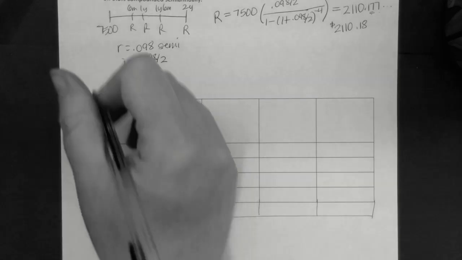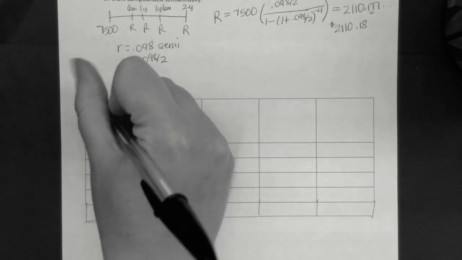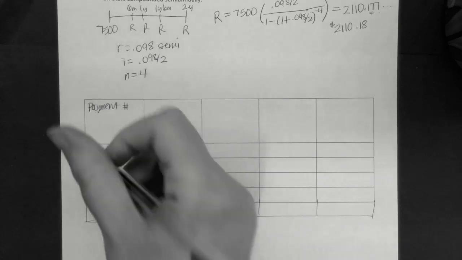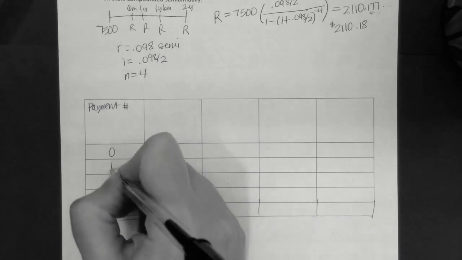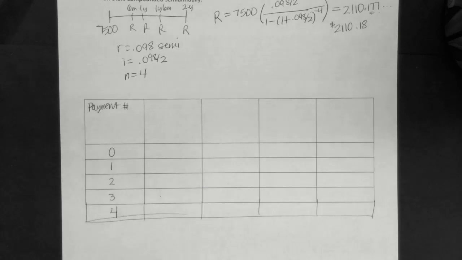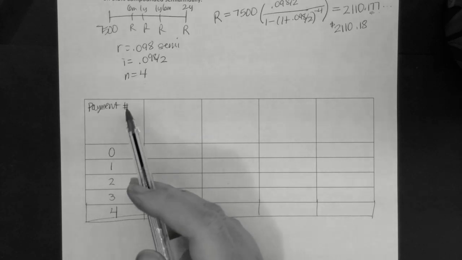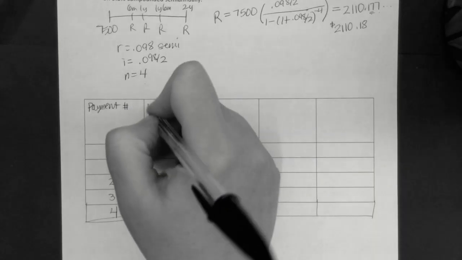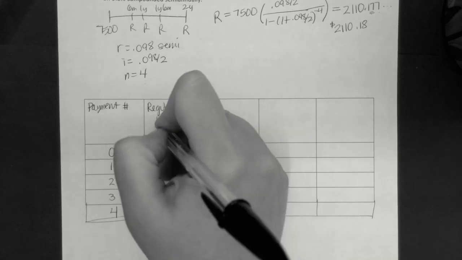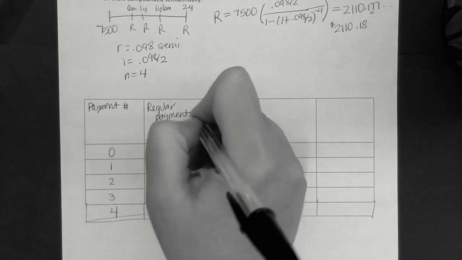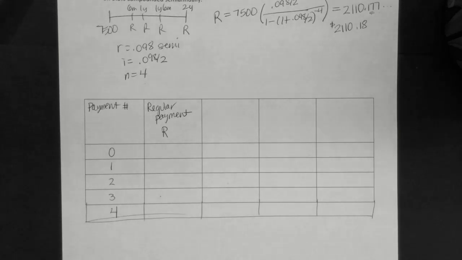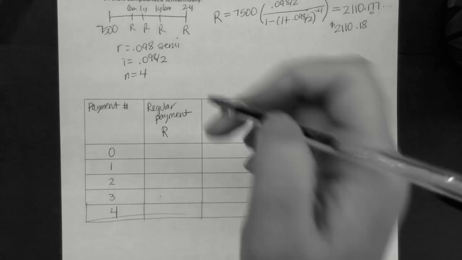Alright, now that you're ready, first column is going to be your payment number. Okay, so we always start with 0, and then we go 1, 2, 3, and 4. 4 is going to be all the payments, because again here our N is 4. In the next example, we'll do one with a lot more payments. Okay, your second column is going to be your regular payment, R. Okay, so that's going to be the same all the way down except for this last line. The last line, things are going to change, so don't fill that out quite yet.